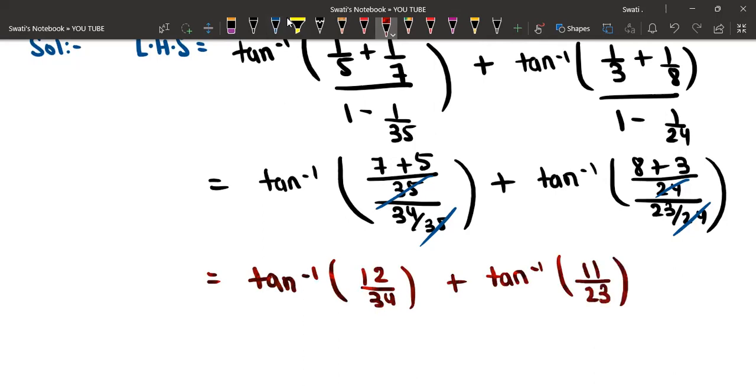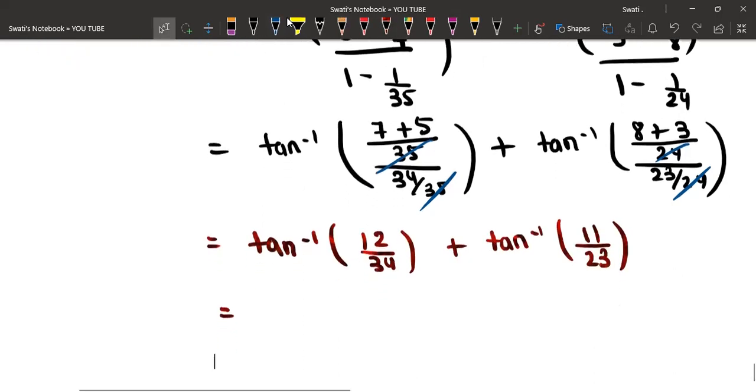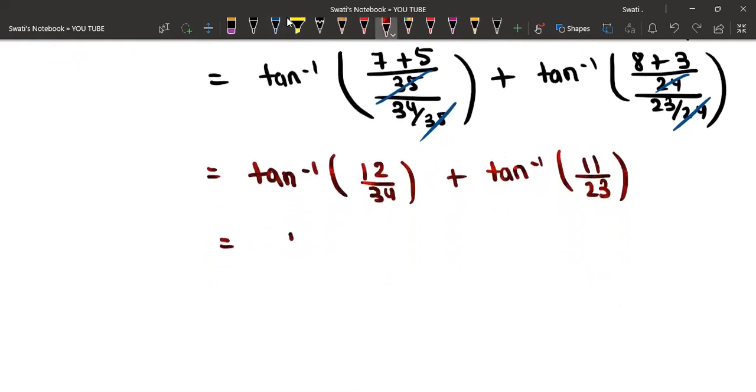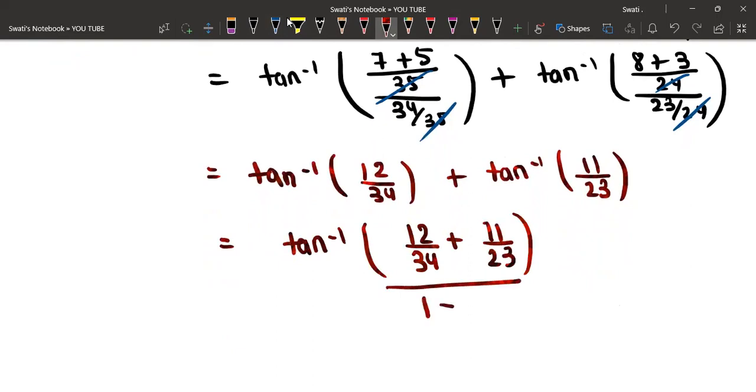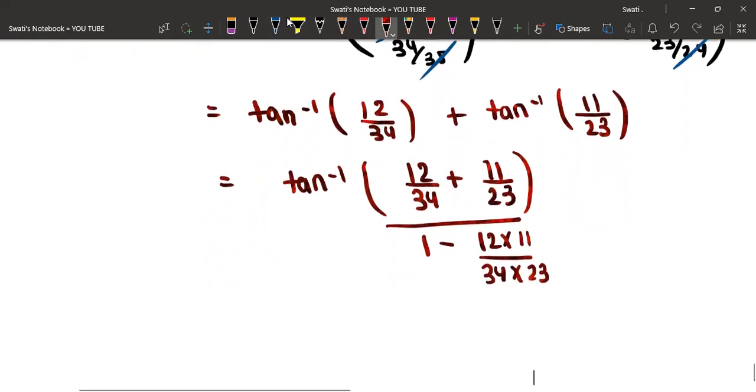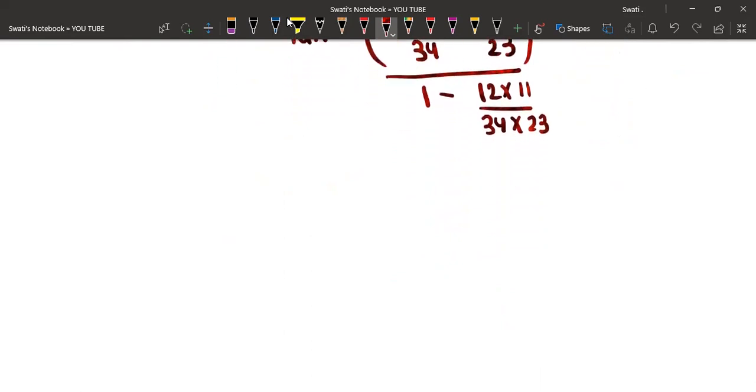Now again you can see that we are in that form, that is tan inverse x plus tan inverse y. So again using the formula, it will become tan inverse (x plus y) upon (1 minus x into y), that is (12/34 plus 11/23) upon (1 minus x into y). That means 12 times 11 and here 34 times 23. Okay, so we can simplify this. You just need to take LCM here.